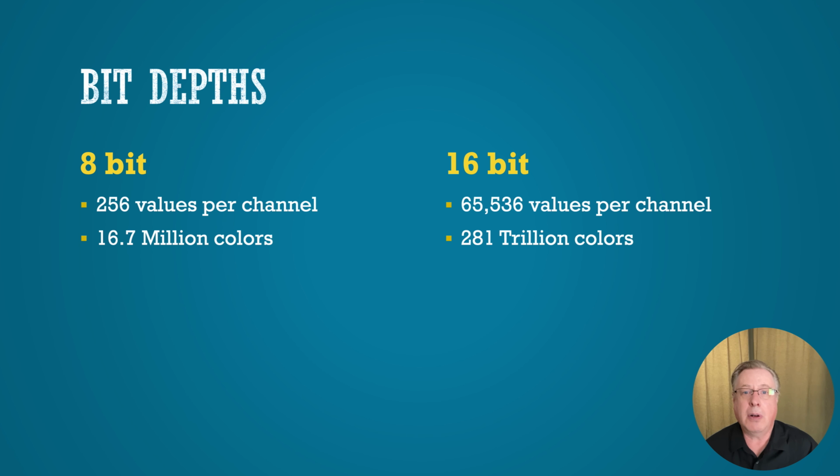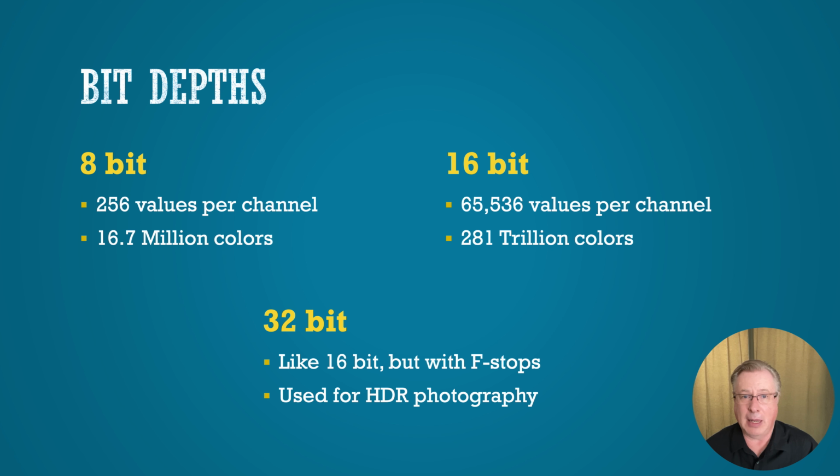In some specialized cases, you'll need to use a 16-bit depth. This will produce 281 trillion colors. And then we have something called 32-bit. Think of 32-bit as basically 16-bit, but with f-stops added on top. This provides you with more flexibility when working with high dynamic range photography.